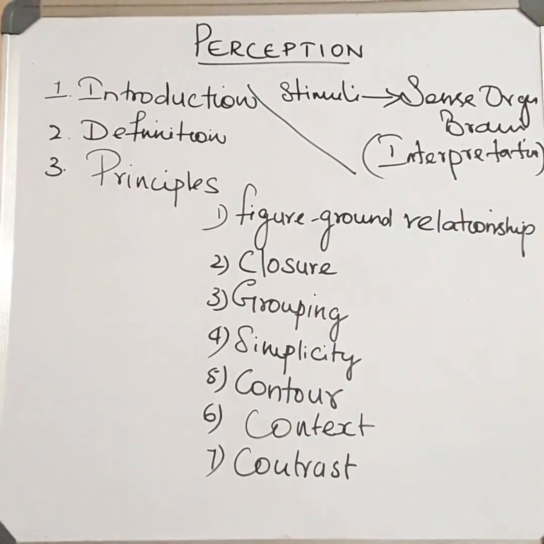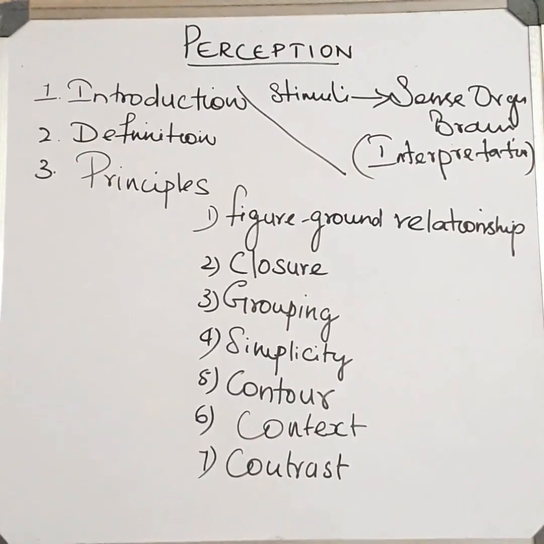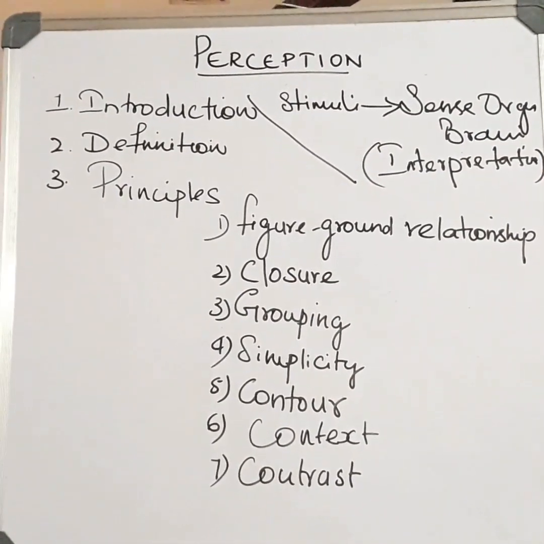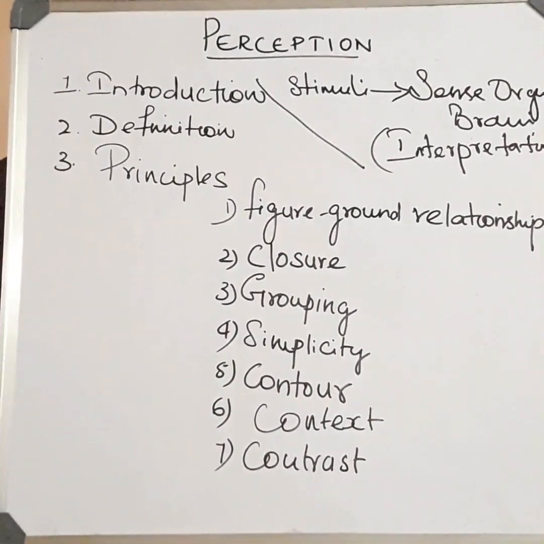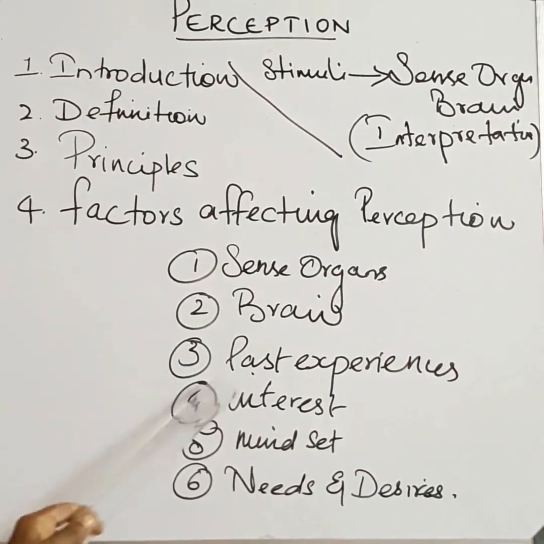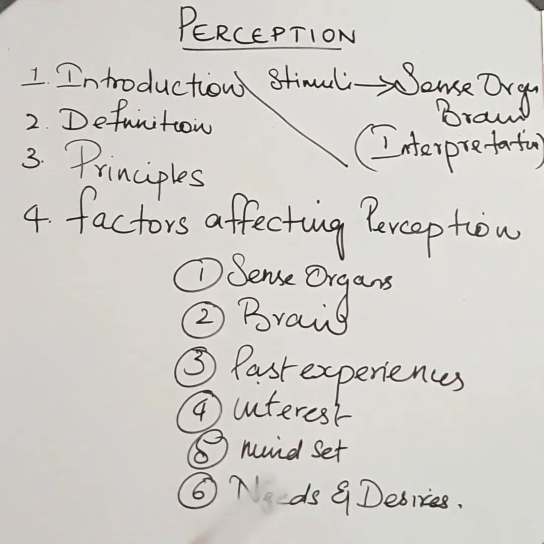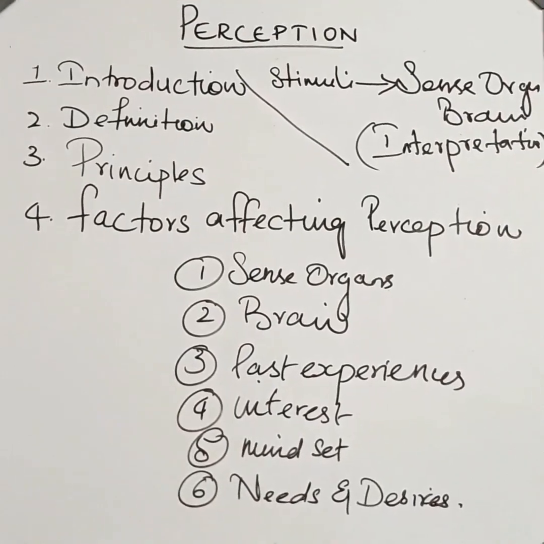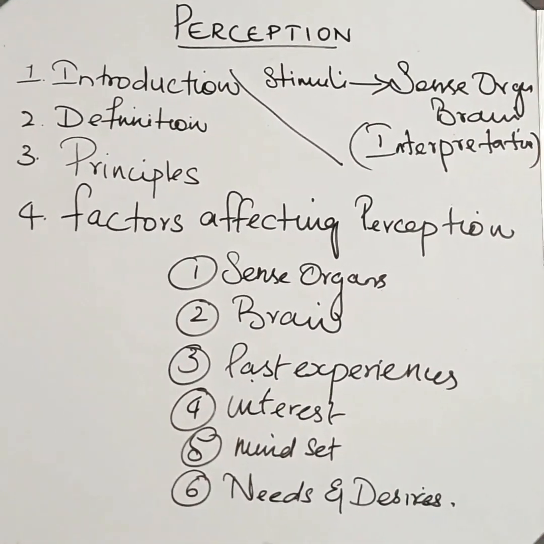Then, now we are going to see the next one. Factors affecting perception. What are the factors affecting our perception? Now we know very well what is perception. What are the factors affecting us in making perception? First one is sense organs, brain, past experiences, interest, mindset, needs and desires. First one is how the sense organs are responsible for our perception. How does it affect our perception?